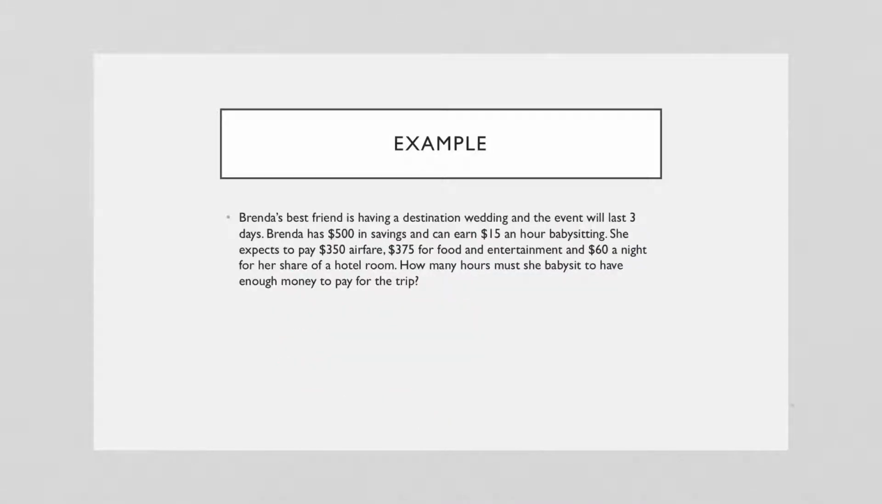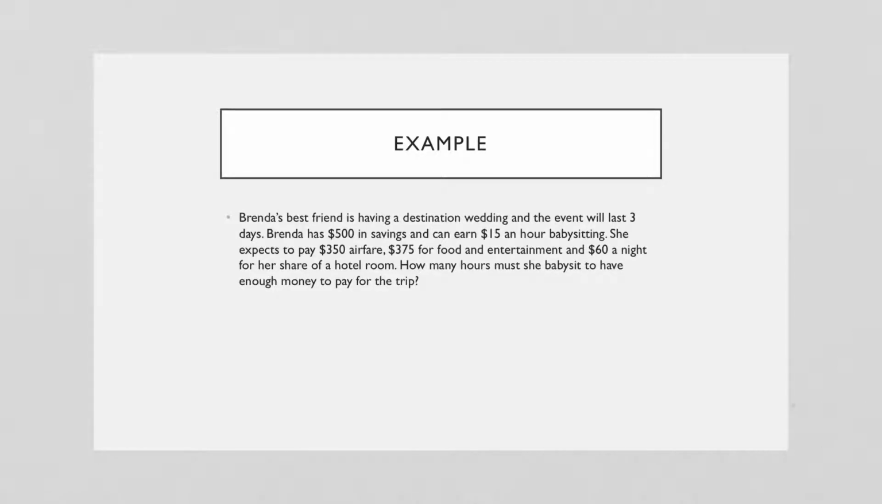All right, so this one is probably the most involved that I've shown you yet, but don't be intimidated by it, or at least read through it several times and see where every piece comes from. Brenda's best friend is having a destination wedding, and the event will last 3 days. Now, the only reason that comes into play is that tells you how many nights these people are going to stay in a hotel. Brenda has $500 in savings and can earn $15 an hour babysitting. She expects to pay $350 airfare, $375 for food and entertainment, and $60 a night for her share of a hotel room. How many hours must she babysit to have enough money to pay for the trip?